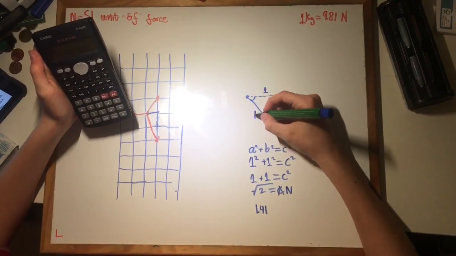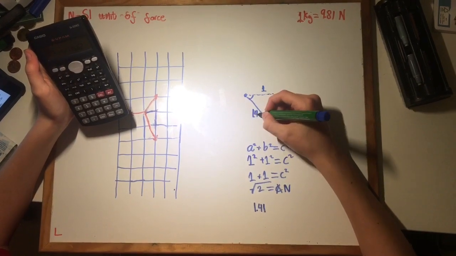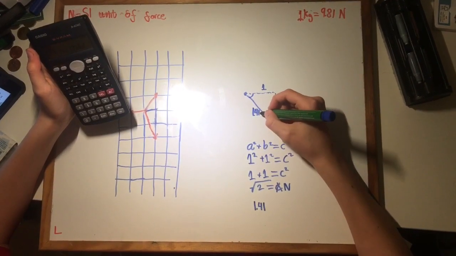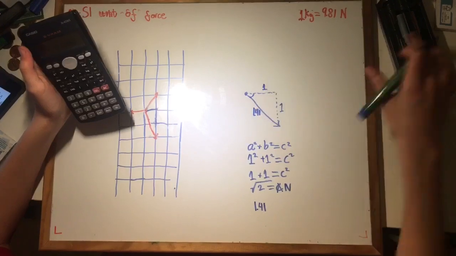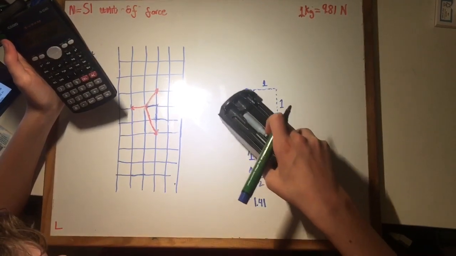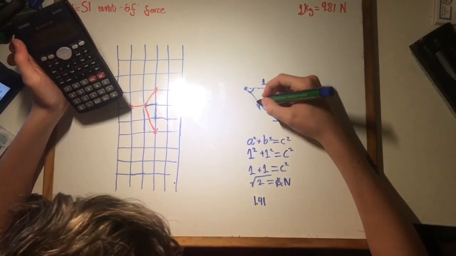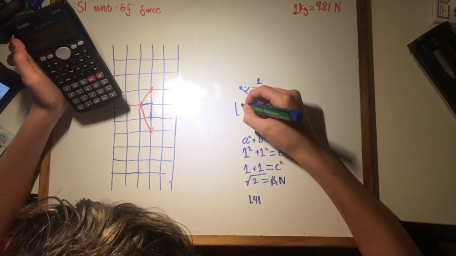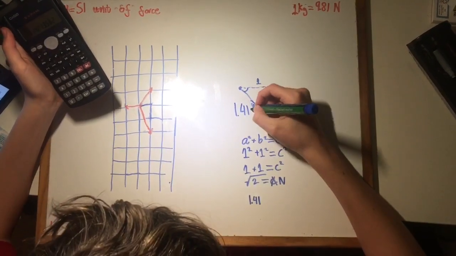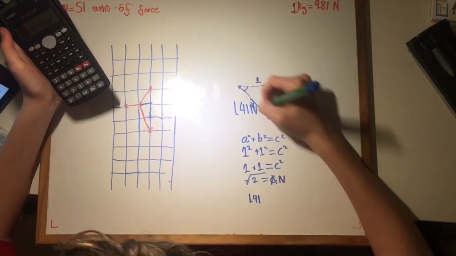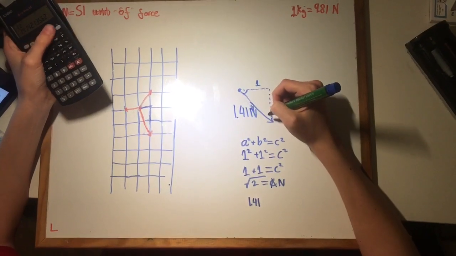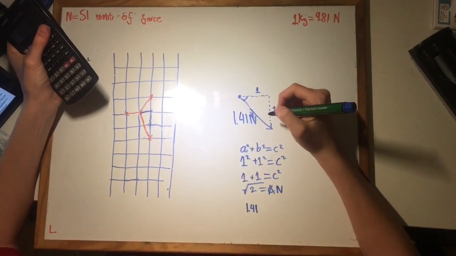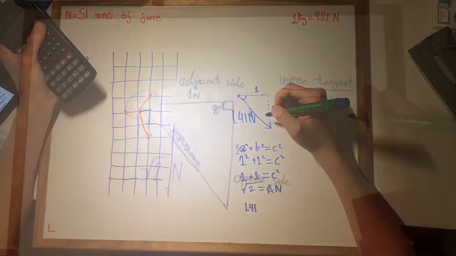So then this force is 1.41 newtons in this direction. But further on finding the direction of the force, I will talk about in a bit.